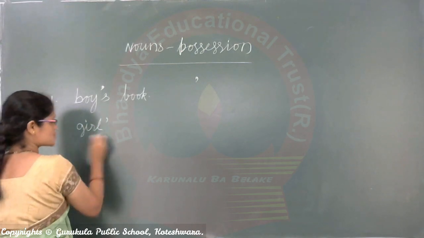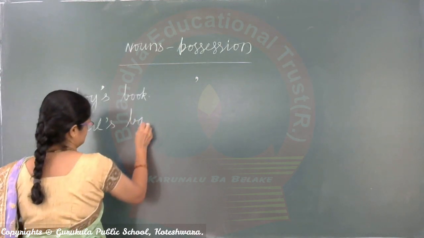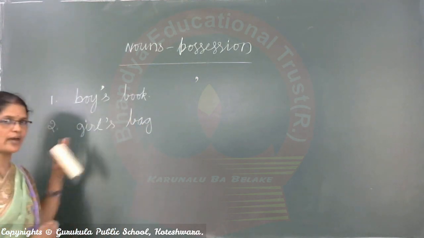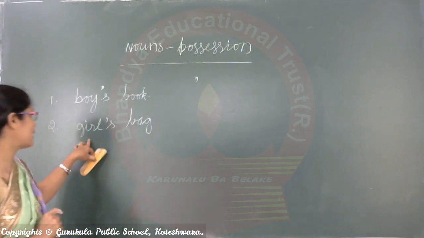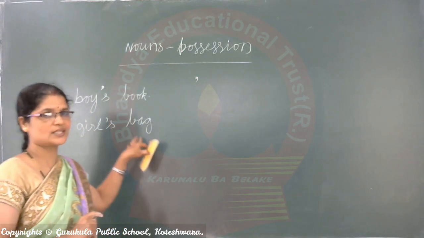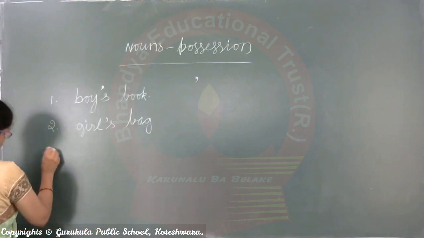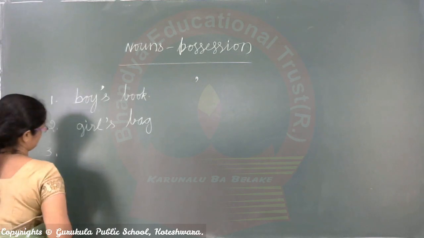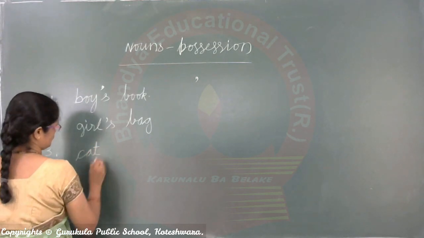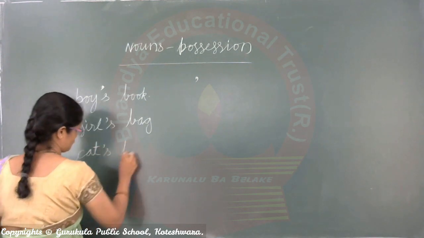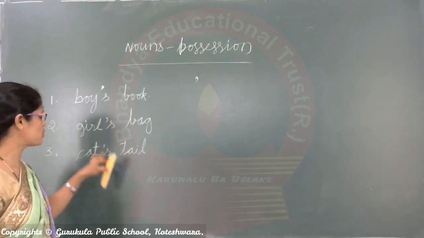Girl, apostrophe s. Girl's bag. There is a bag. Whose bag is that one? That girl's bag. Next example: cat's tail. Cat, apostrophe s.